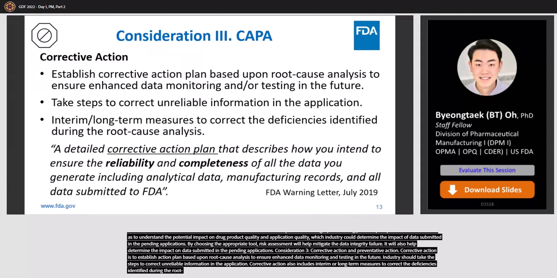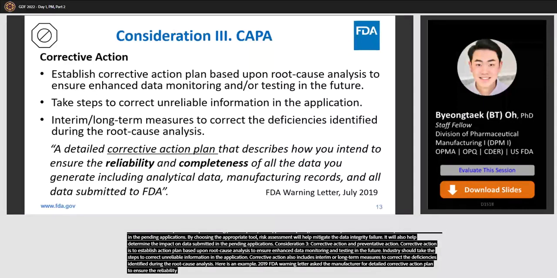Here is an example. A 2019 FDA warning letter asked the manufacturer for a detailed corrective action plan to ensure the reliability and completeness of all the data.